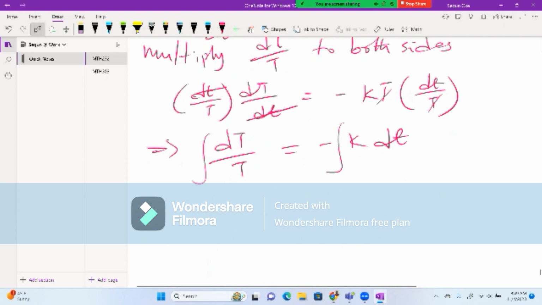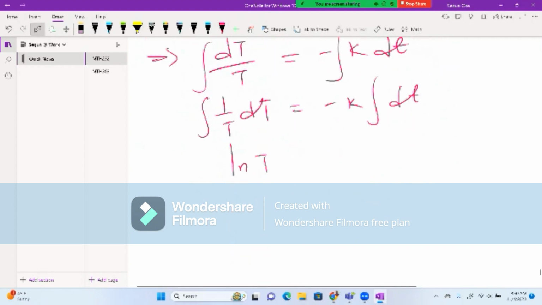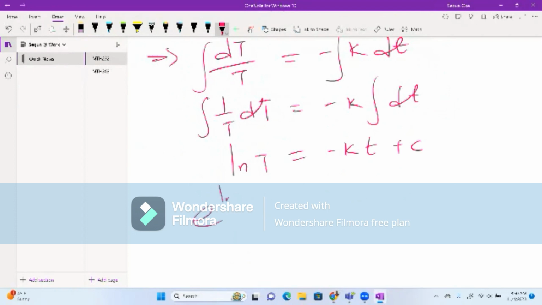When you integrate both sides, you have the integral of 1 over T dT equals minus k integral of dt. So if you integrate this one, what do you have? You have ln T equals minus kt plus c. Remember, the only thing that can cancel ln is exponential. Take exponential of both sides.